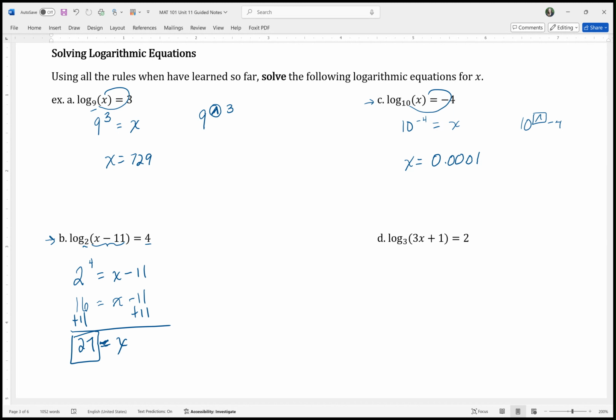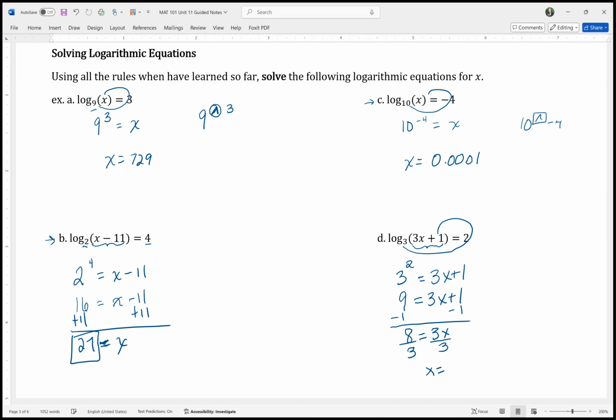And then our last one, D, we've got log base 3 of 3x plus 1 equals 2. So converting this, we've got 3 to the second equals this entire 3x plus 1. Now using order of operations, 3 squared is 9 equals 3x plus 1. And now we're solving this for x. So subtract 1. That gives you 8 equals 3x, and divide by 3.